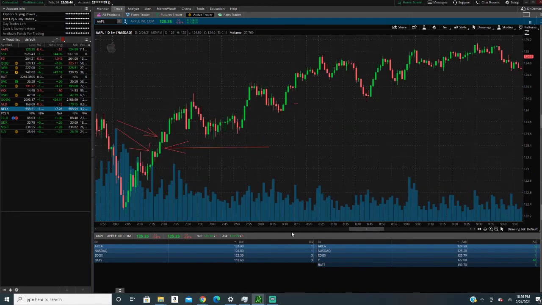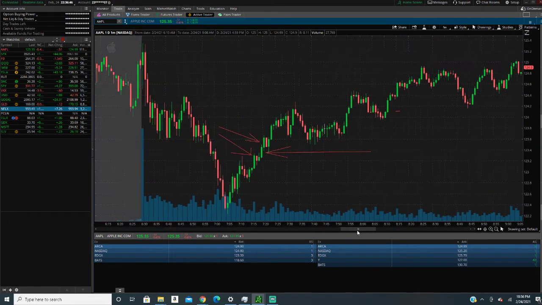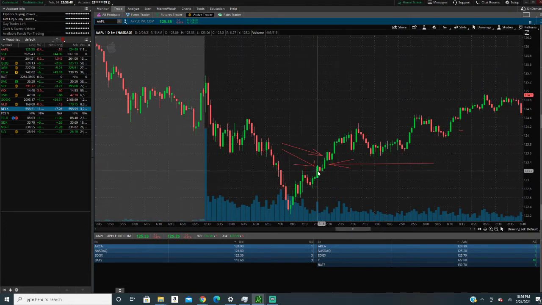This trade was a 5-minute trade. This was 7:16 in the morning, and it was about 45, 46 minutes after market open. Apple was taking a good dip, market was selling off, and then I saw the market kind of push up, try to recover some of the losses it made, and I thought it was a good opportunity to get in.